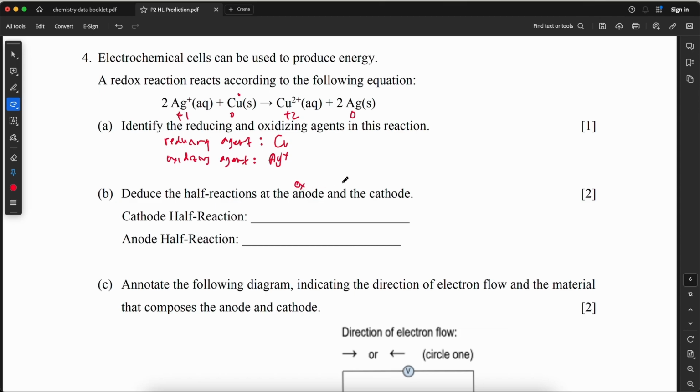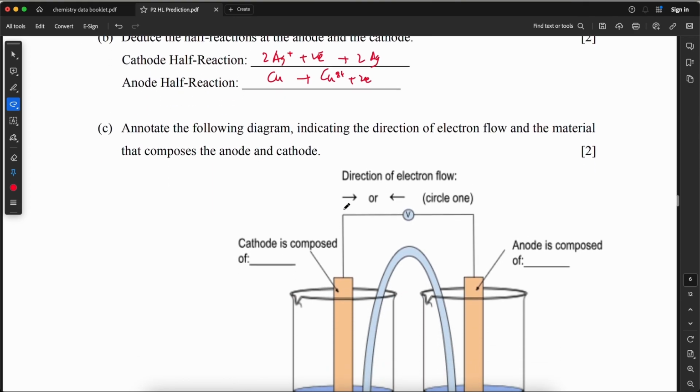Deduce the half reaction at the anode and cathode. Anode experiences oxidation, cathode experiences reduction. So at the cathode would be 2Ag plus plus 2 electrons produce 2Ag, and for the anode would be Cu produces Cu2 plus plus 2 electrons, because cathode experiences reduction, which is gaining electrons, and anode experiences oxidation, which is losing electrons.